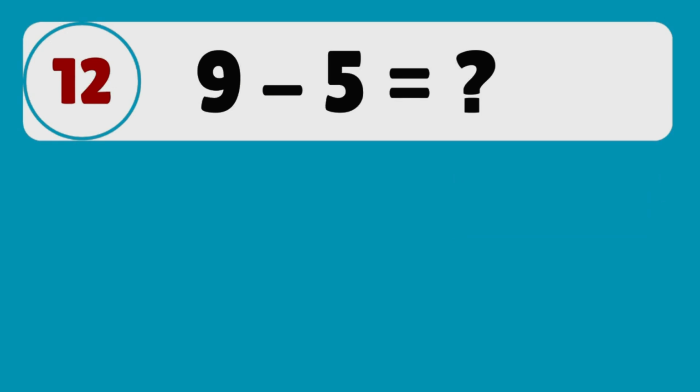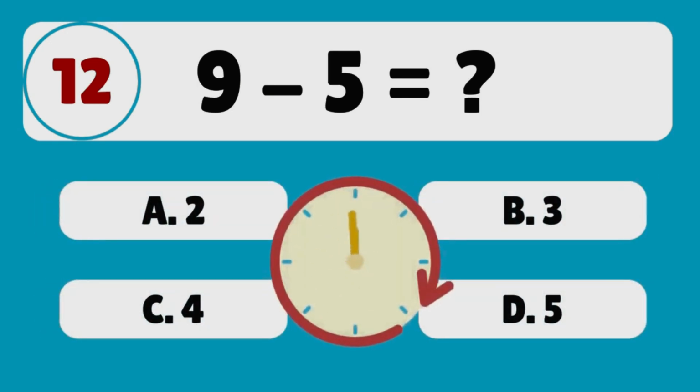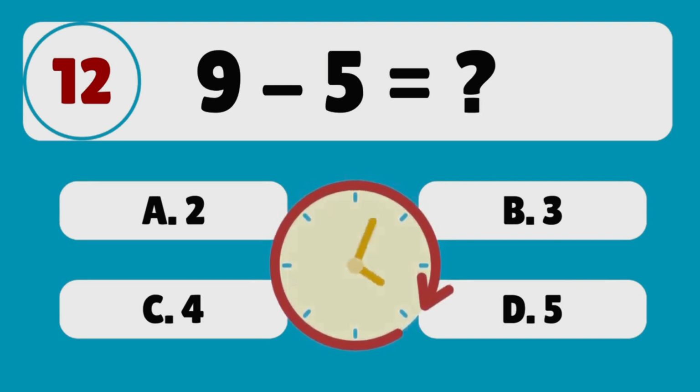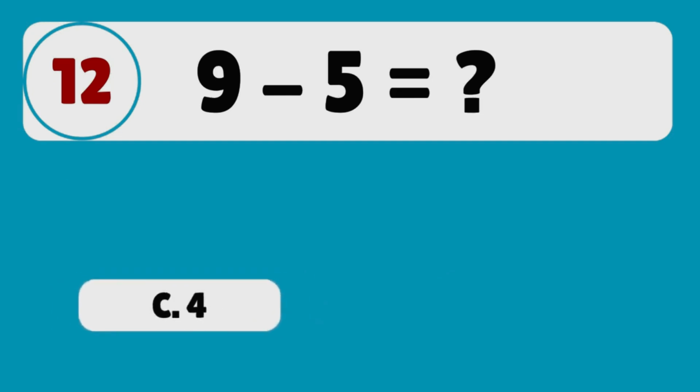Question 12. What is 9 minus 5? The answer is C. 9 minus 5 is equal to 4.